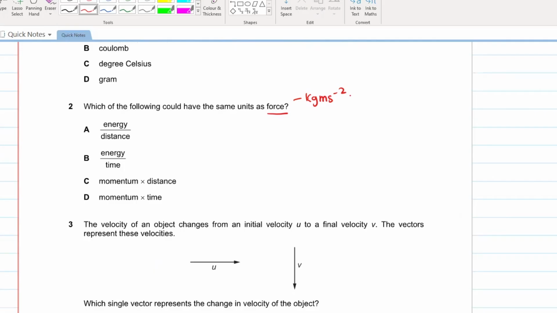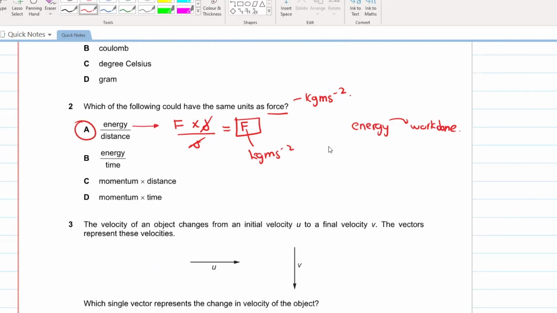Now, if you examine option A, what is energy? What is the SI base unit of energy? I have told this multiple times that energy and work done are interchangeable. So how can you write energy? Energy is equal to force into distance divided by distance. Distance cancels out. This is actually force written. And what is the SI base unit of force? kg m s minus 2. A is your answer.